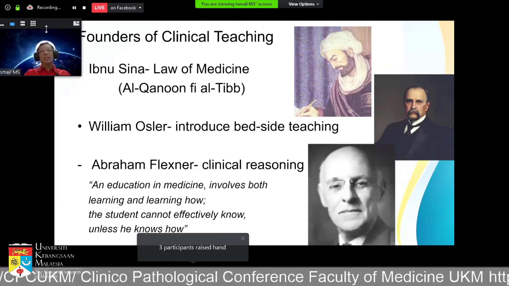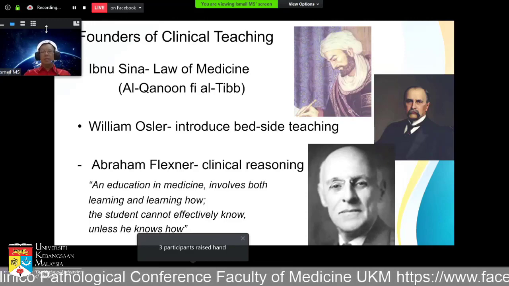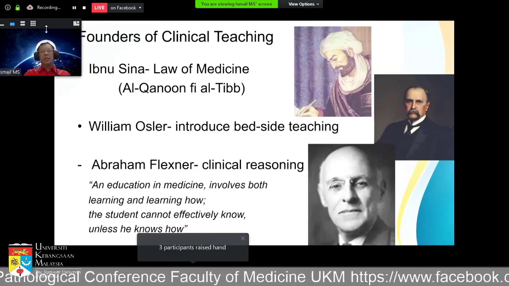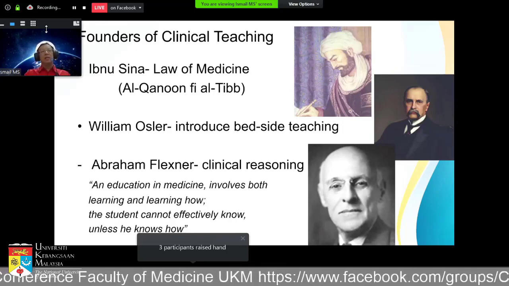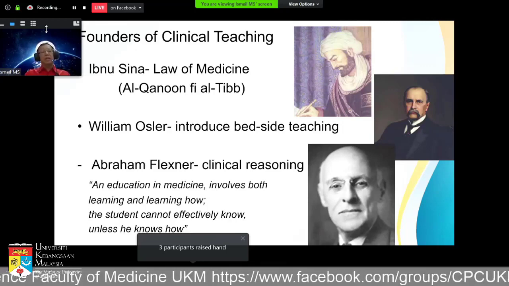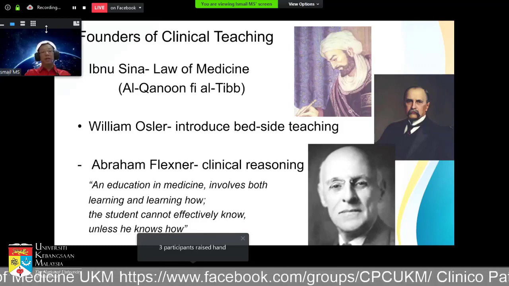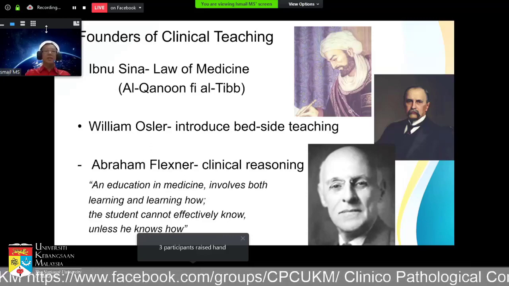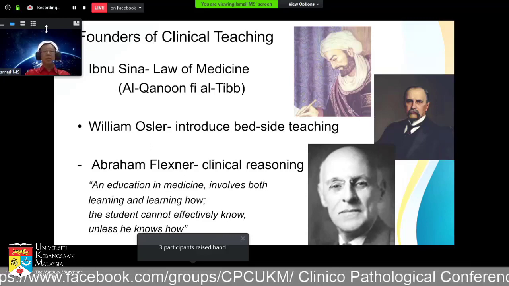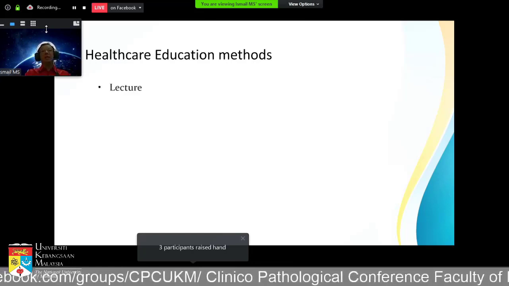If you don't get the student to the bedside, that's not considered clinical teaching. And last but not least is Abraham Flexner. Maybe not many people talk about him, but he is the person who tried to introduce clinical reasoning in the beginning. It was about 100 years ago, when he said that education in medicine involves both learning and learning how. For the student, they need to know, and also to know how things happen. So this is basically the basis of clinical reasoning nowadays. And healthcare education has been delivered through many methods.